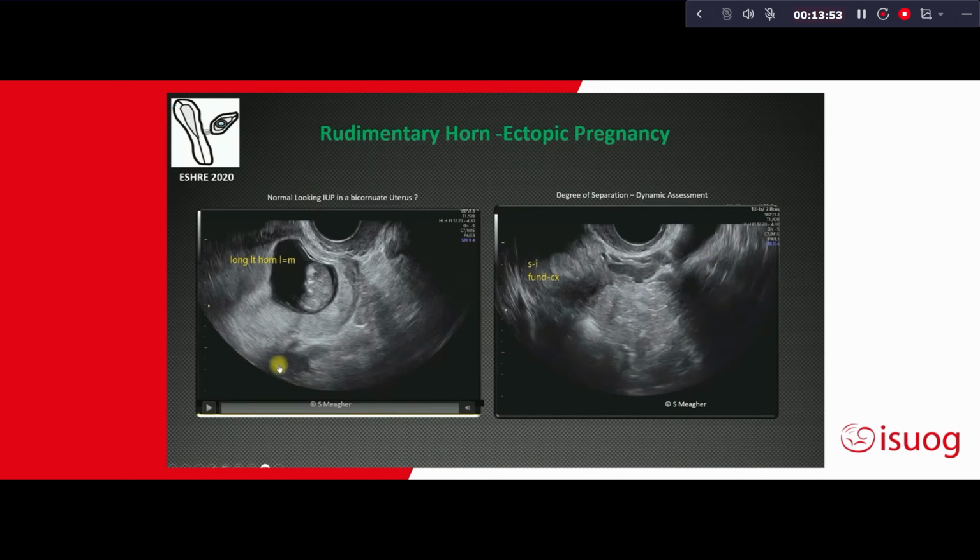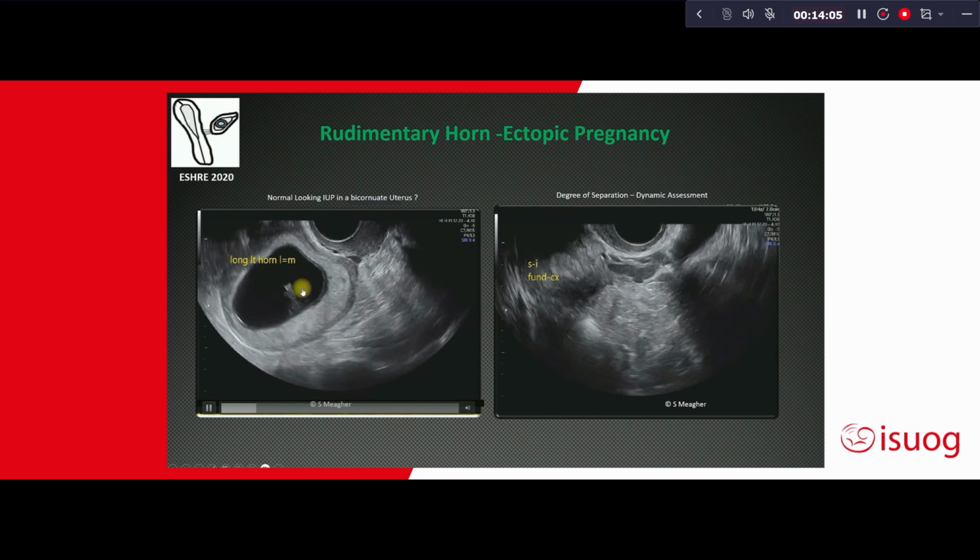These are extremely challenging diagnoses. If we look diagrammatically in the top left-hand corner, this is non-communicating. It is separate. So we look here in this gestation sac here, we see an embryo, a yolk sac, and the limb buds.